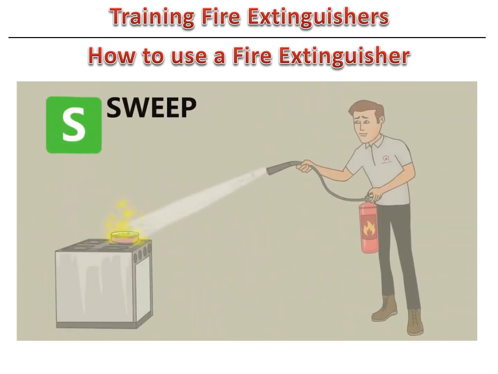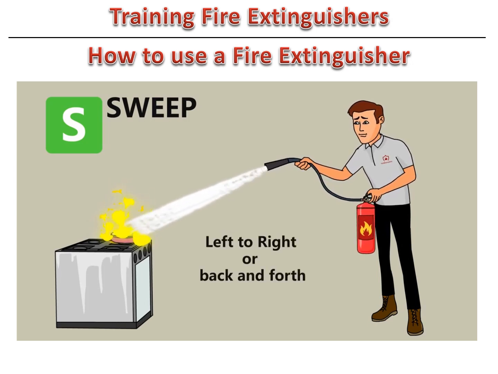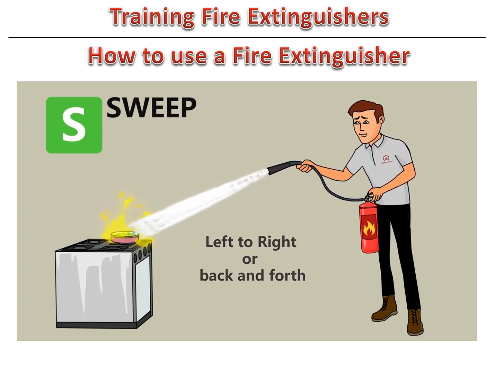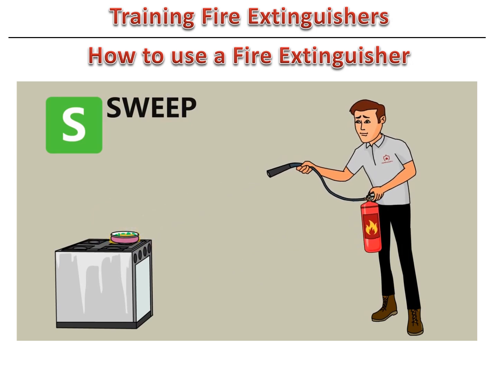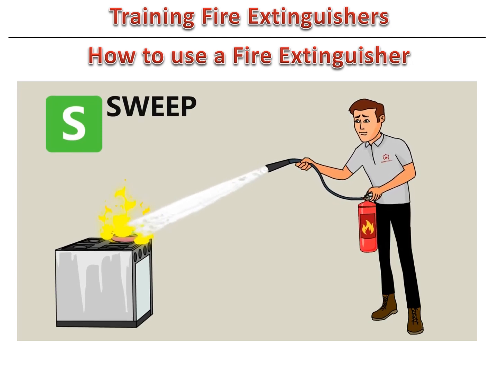S. Sweep. Pointing the extinguisher at the base of the fire, move the extinguisher from left to right or back and forth in a sweeping motion until the fire is out. When the fire is out, continue to watch the fire to ensure it does not ignite once again. If the fire comes back, repeat the PASS method.